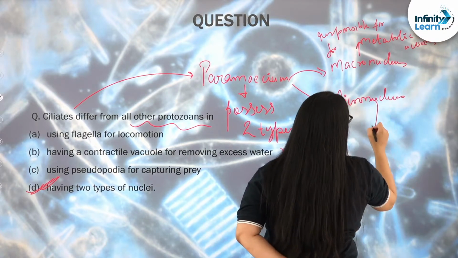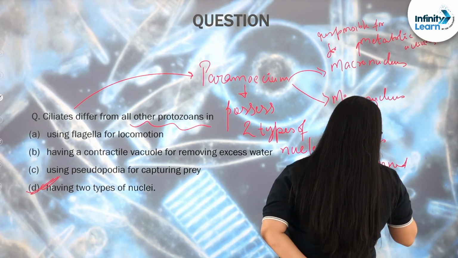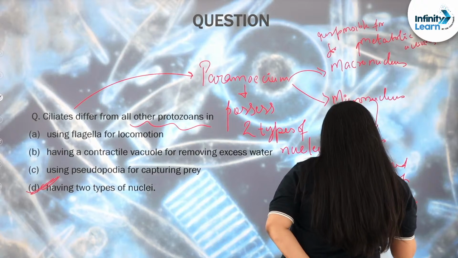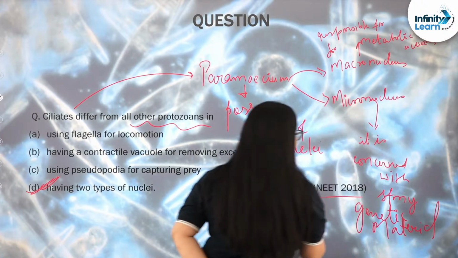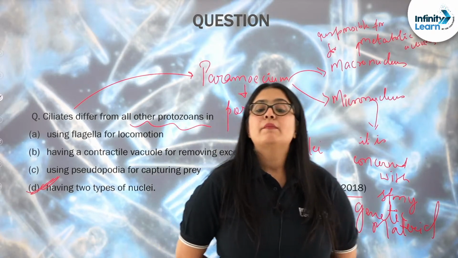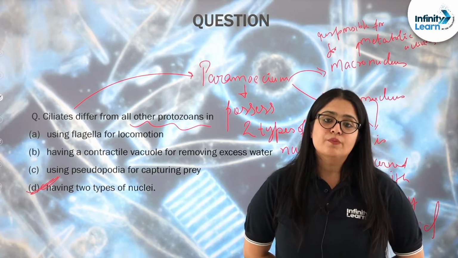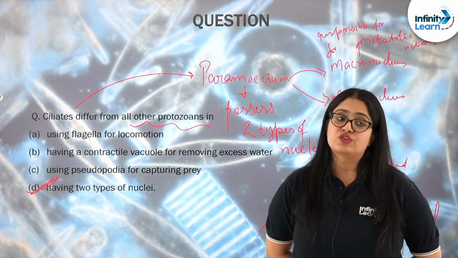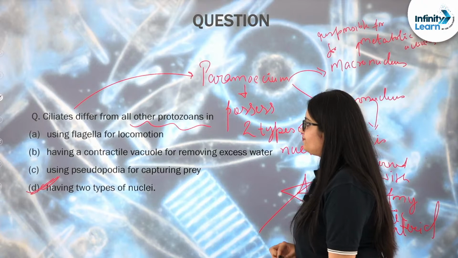And when it comes to micronucleus, it is concerned with storing genetic material. My kids, this question was asked in NEET 2018, making it an important question. They possess two types of nuclei, macro and micro. Macronucleus is concerned with the metabolic activities of a cell in a paramecium, and micronucleus is concerned with storing the genetic material. I hope this question is clear to all of you, and the question is important because it was asked in NEET 2018, somewhat recent only, right? Next question.